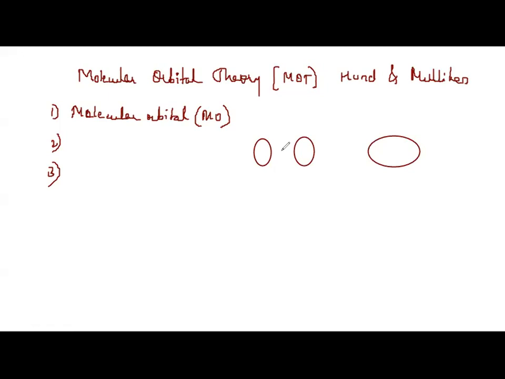Fine. So let me say these are the two atomic orbitals combining, and they will give rise to two molecular orbitals, right? If there is addition of wave functions, then it will give me the bonding molecular orbital, and if there is subtraction of wave functions, it will give me the anti-bonding molecular orbital. In the bonding molecular orbital, this is the nucleus, and in the anti-bonding orbital, this is the nucleus.